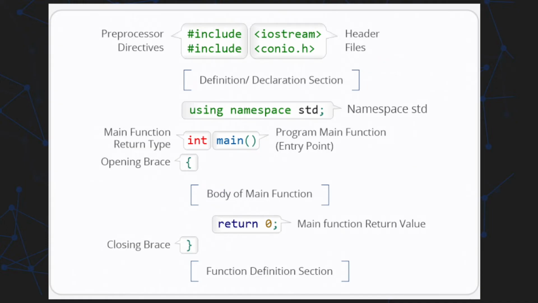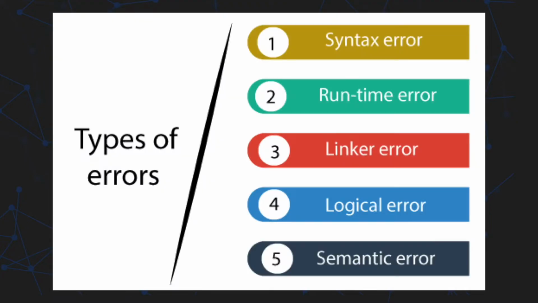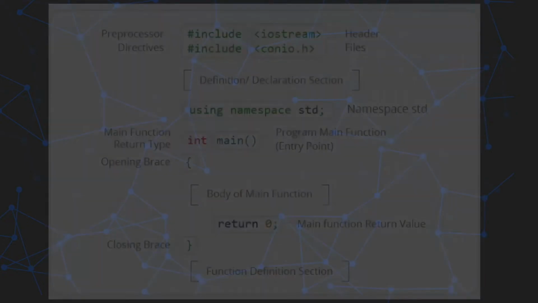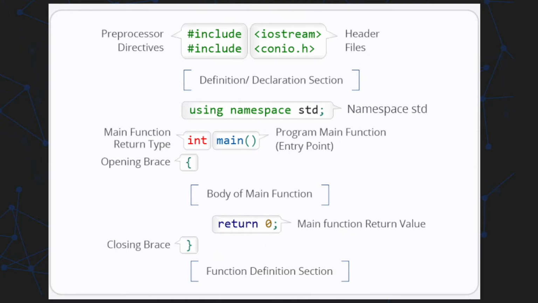For example, in the first line, the preprocessor, if you forget to write the hashtag, it will print a syntax error, because this is the rule. If you violate any rule, it will show you an error. Then comes the runtime error. Integer types, as you have seen, int and float, have a particular range. If you exceed that range, it will print an error during the runtime process.